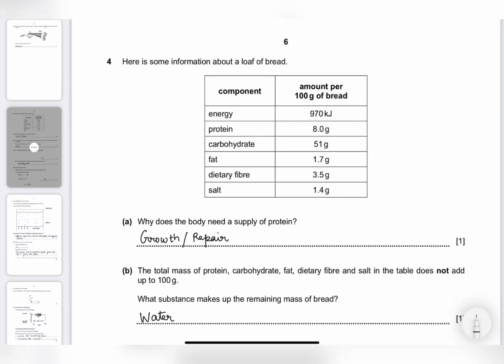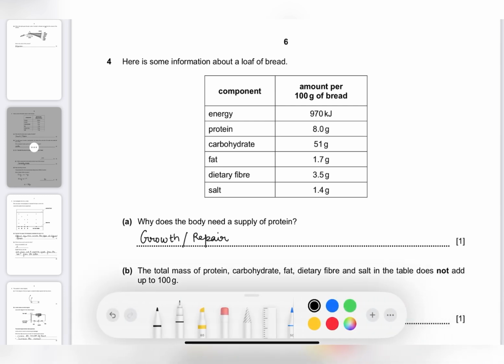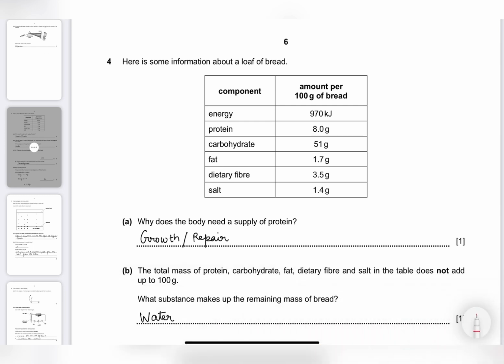Alright, let's start with this question now. Here is some information about a loaf of bread. Why does the body need a supply of protein? Why do you think we need protein? We need protein for growth and repair, right? We need protein to grow. That's why bodybuilders use it, for growth as well as for repair.